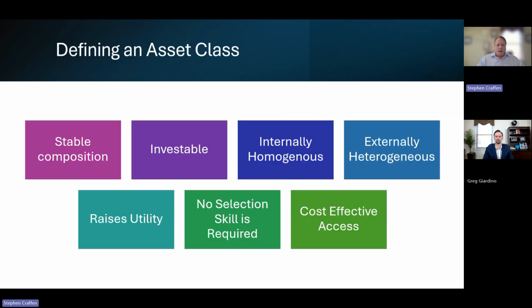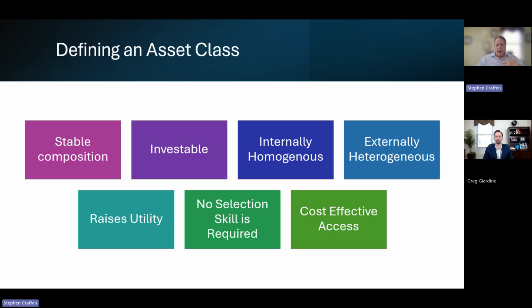And so what is actually an asset class? Well, this is a way many people define it. First of all, it should have a stable composition. It should be investable. So, for example, years ago, you couldn't invest in commodities very efficiently. Now you can. It should be internally homogeneous. That means the investments in that asset class should be very, very similar to each other. It should be externally heterogeneous, which means they should be different from other types of investments. If they're different, they're not part of the same asset class.